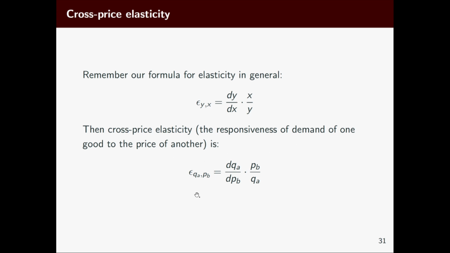Okay, so for cross price elasticities, this is the percent change in quantity demanded for some good A given a percent change in the price of B, some other good B. And that is represented just by this equation here. The partial derivative of quantity demanded for good A with respect to the price of good B multiplied by the price of good B divided by the quantity demanded of good A.